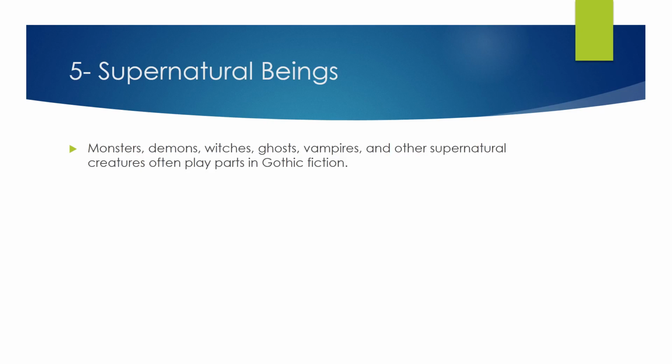And we have supernatural beings. Supernatural beings like monsters, demons, witches, ghosts, vampires, and other supernatural creatures often play parts in Gothic fiction. We may even have some normal people who are haunted by ghosts or supernatural specters and beings in their bodies. So we should have some supernatural elements. Otherwise, we will have a postmodern type of Gothic fiction, which we do not have enough time during this course to talk about.